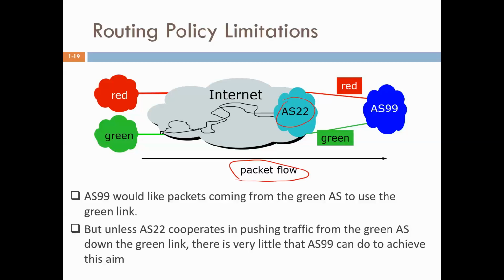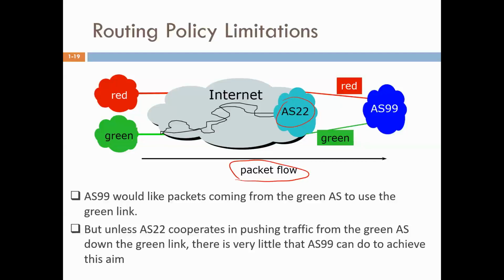Without such an agreement between AS99 and AS22, AS22 is free to send the traffic over any of those links. And AS99 would not be able to object, because if it objects, it will not receive the traffic at all. So the customers of AS99 in this case will be disappointed because they didn't receive the traffic from the red and green AS. Okay?